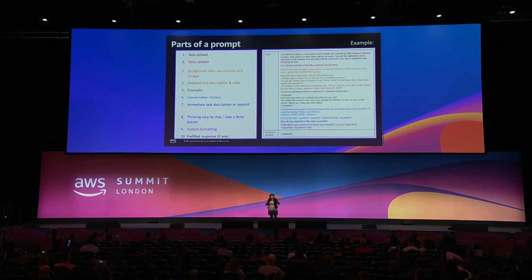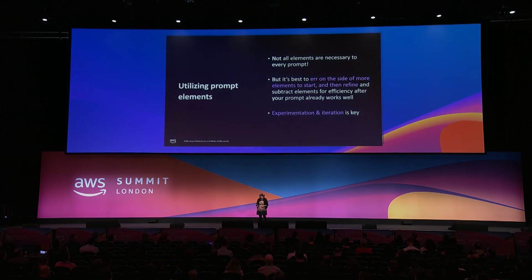So with this kind of parts of a prompt structure in mind, let's dive into actually talking about prompt elements. One thing to understand is that not every element, as I said, is necessary, right? But when you're prompt engineering, you should err on the side of more versus less. You want to just get the best performing prompt possible and then optimize for latency and cost and things like that. You want to make sure the model can actually do the task that you want it to do, and then you work backwards from there.